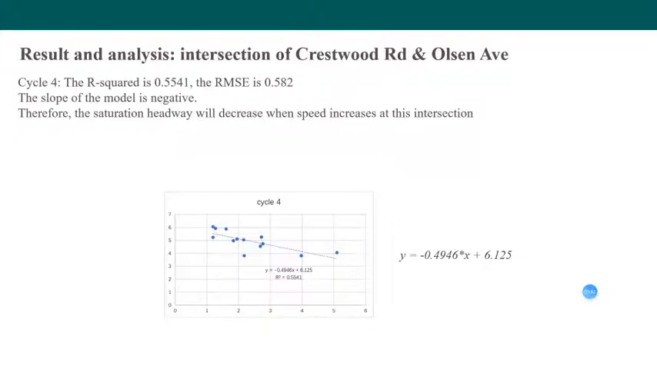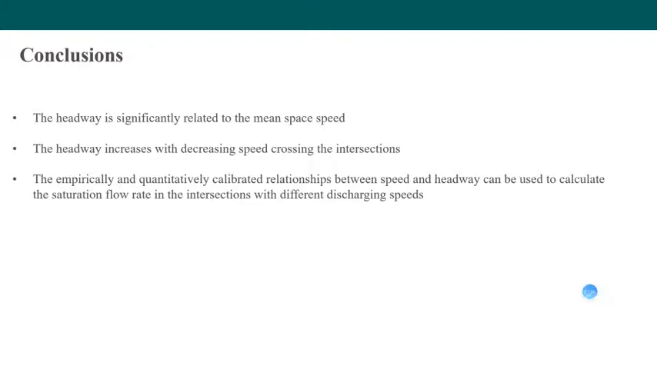As for the results at the intersection of Crowd Road and Orthogonal Avenue, we use the data in cycle 4. The R-square is 0.55 and the root mean square error is 0.82. The slope of the model is also negative, therefore the saturated headway will decrease when speed increases at this intersection. So based on the empirical investigation, we found that the headway is significantly related to the mean speed. The headway increases with decreased speed across the intersection.